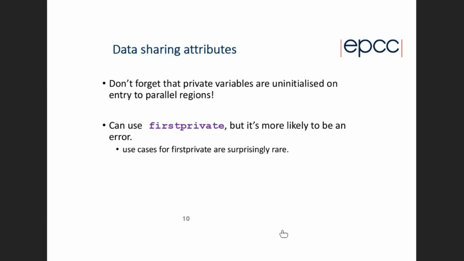Okay, private variables are uninitialized. You can use firstprivate to initialize them, but it's more likely to be an error because use cases for firstprivate are surprisingly rare, actually. It's more likely to be an error in the sense that you could probably get away with shared, or that you really did need to initialize it to something? So fixing it by using firstprivate is possibly not the initialization that you really wanted.